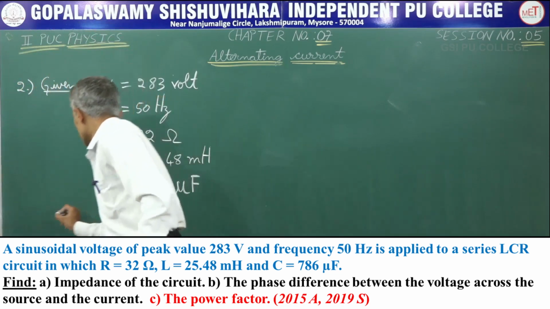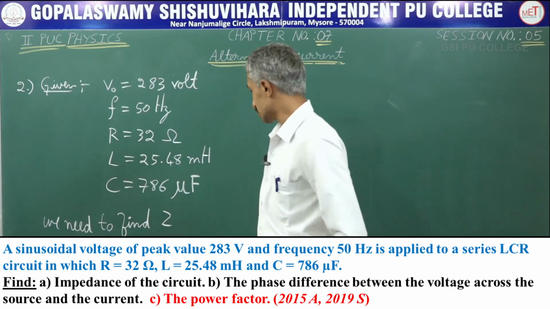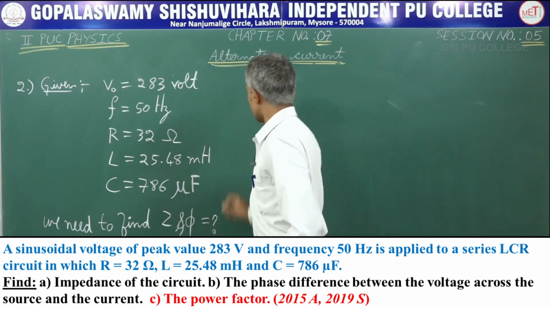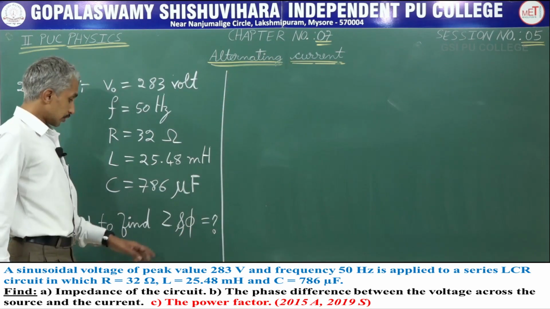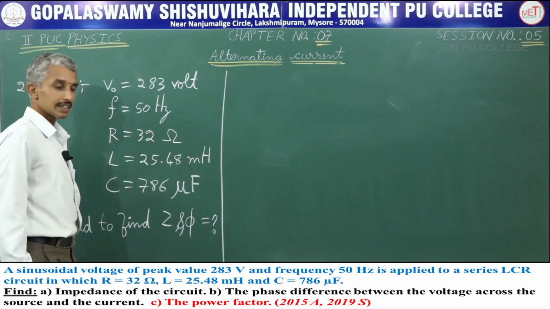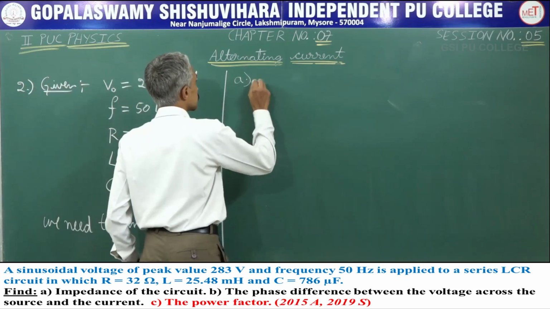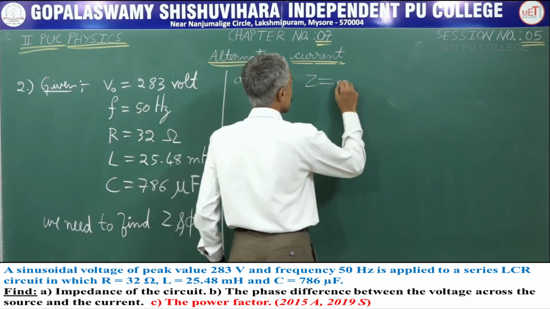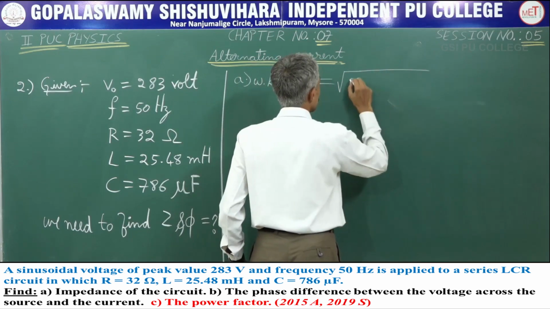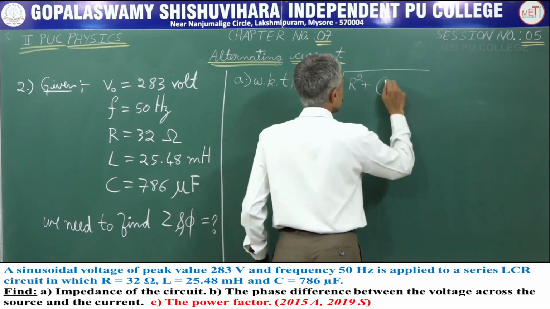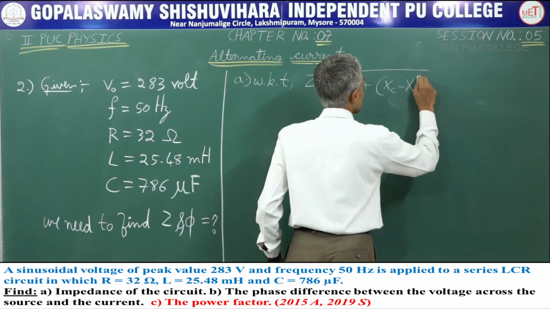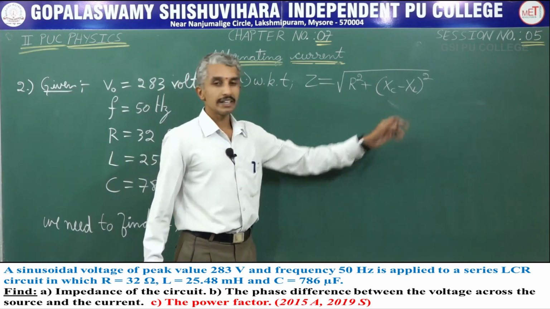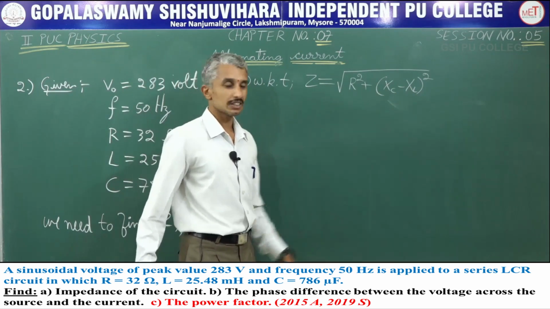So we are supposed to find the impedance Z in the circuit and the phase difference phi in the circuit. So let us start. So let us find out the impedance and the phase difference between the voltage and the current. The impedance, we know that impedance Z is given by root of R square plus XC minus XL whole square. To find Z, we need to know XC and XL. So first we will find out what is XC and XL.